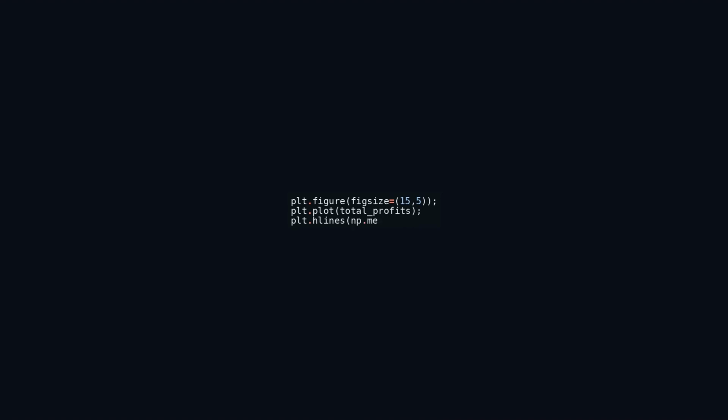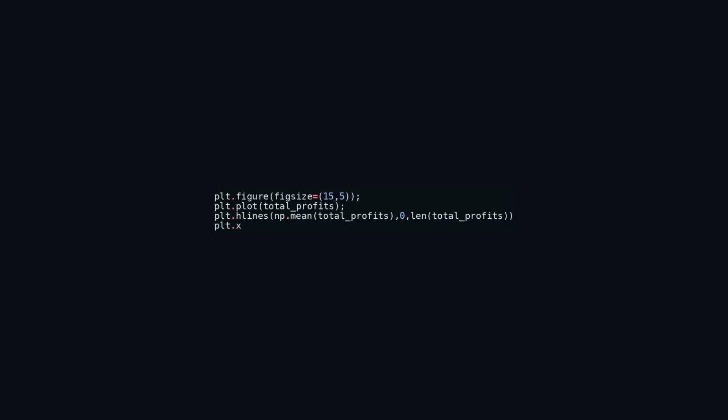is in charge of graphing the total profits list values on the y-axis against their corresponding indices on the x-axis. Following that, plt.plot(np.repeat(mean_total_profits, len(total_profits))) is responsible for incorporating a horizontal line on the plot denoting the average value of total profits. This line spans from the zero index to the length of total profits.